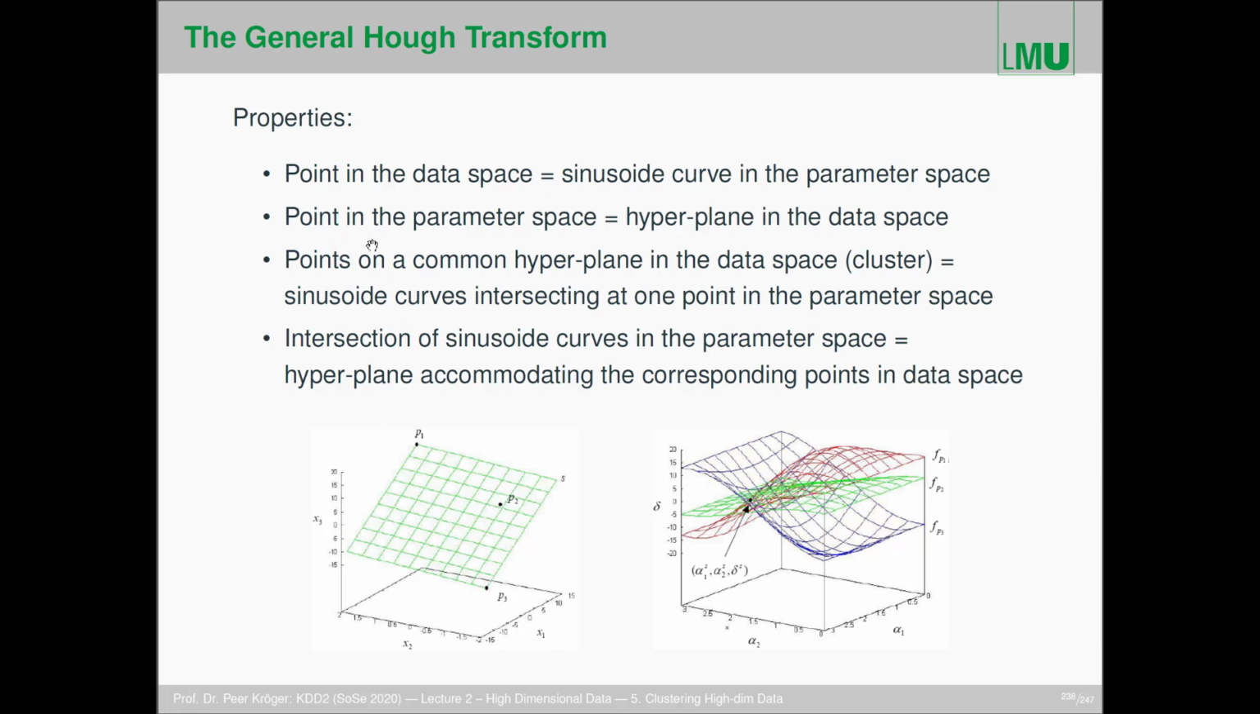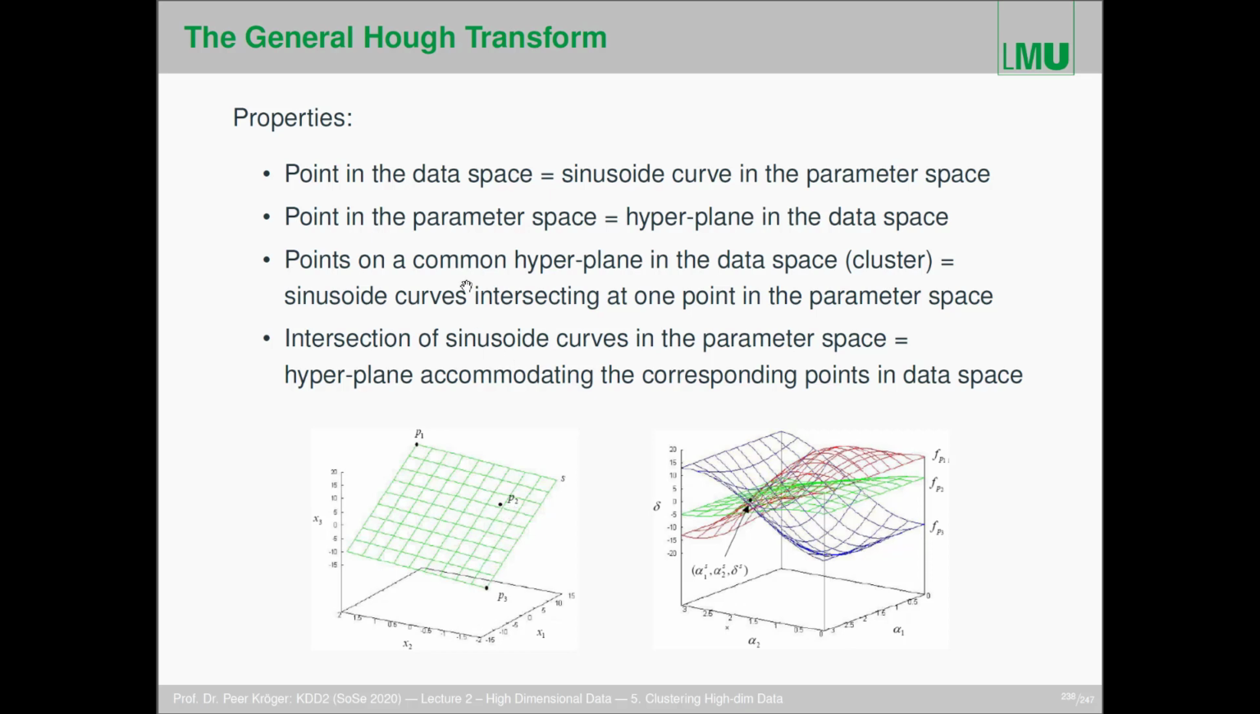Yeah? So a point here in the parameter space is one hyperplane in the data space. Yeah? And if it's on the blue graph here, on the blue function here, it goes through P3. If it's on the red one here, it goes through P1, and if it's on the green one here, it goes through P2. And then now the interesting point is that points on a common hyperplane in the data space, so what we call a correlation cluster, by the way, so those 3 points are on a common hyperplane in the original space, and that's what actually we want to search for.